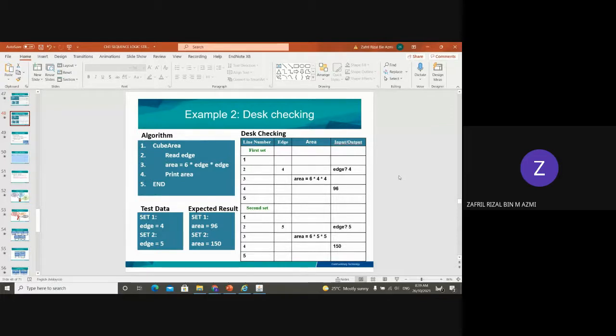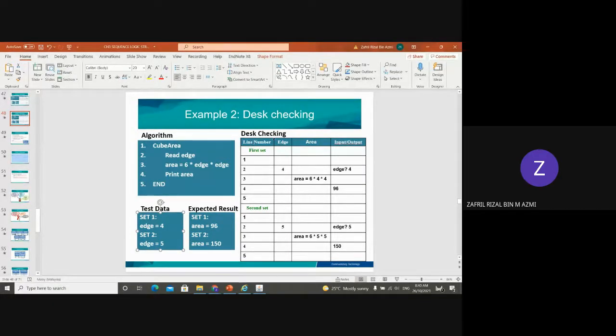Okay, this is another example, to calculate the cube area. Make sure you have the test data, and you calculate it manually to get the expected result before we proceed with the dash checking. And then construct the table for the dash checking.